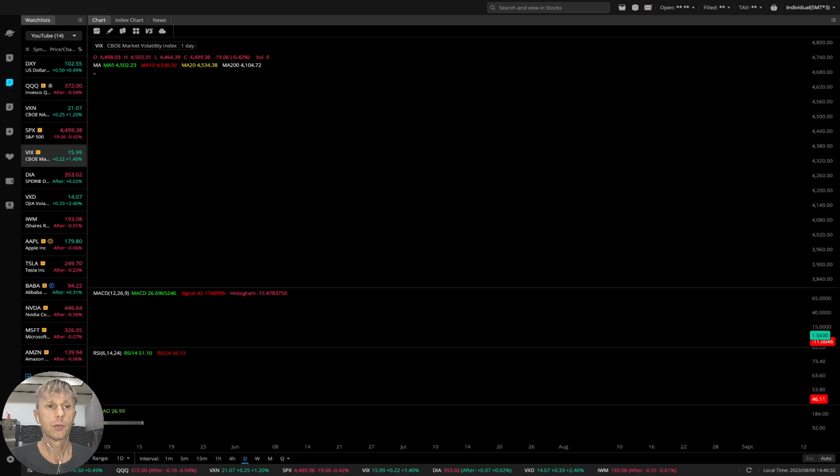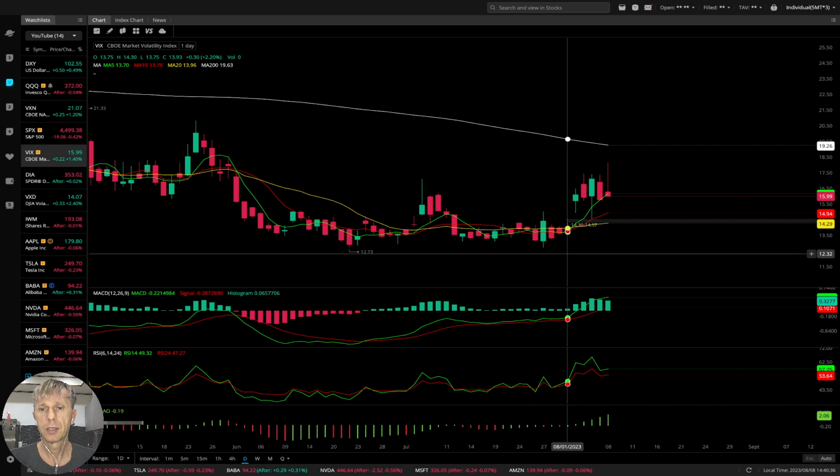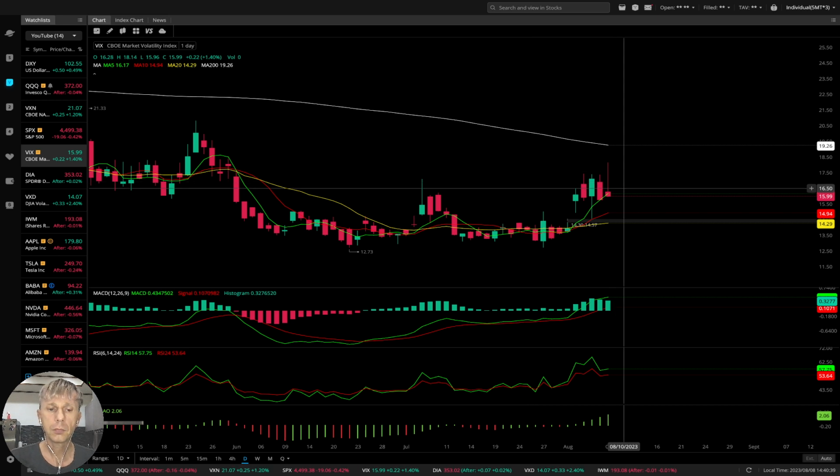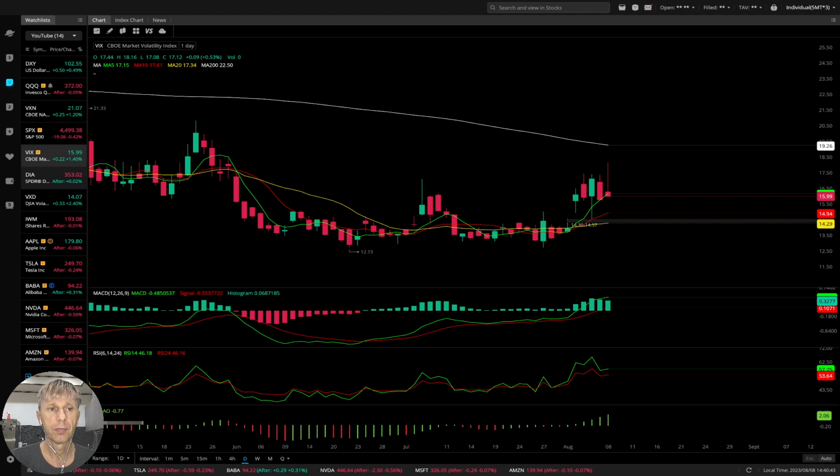Now let's move to VIX, the volatility index for S&P 500. It is still positive, bullish, and it's negative for S&P 500. When VIX is positive, it's negative for S&P 500.